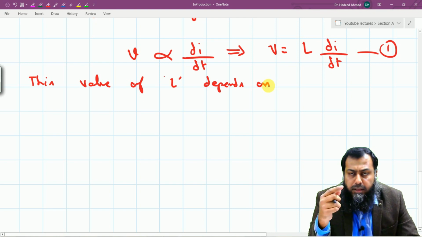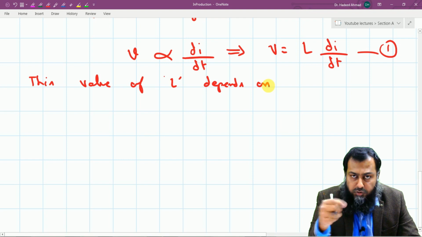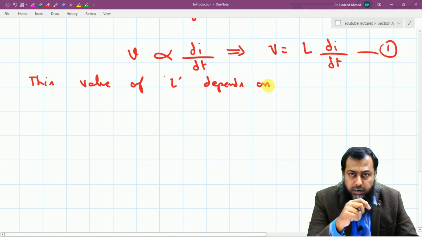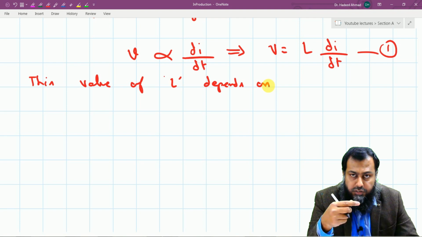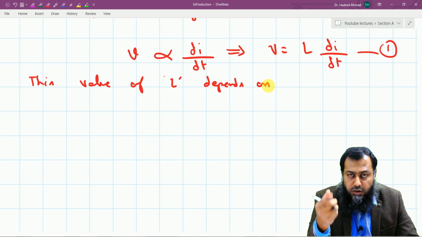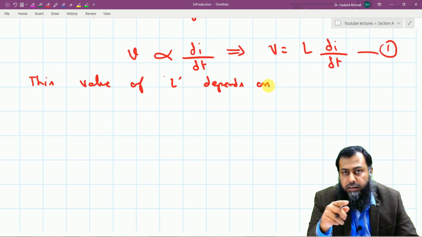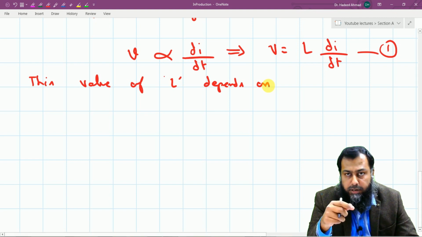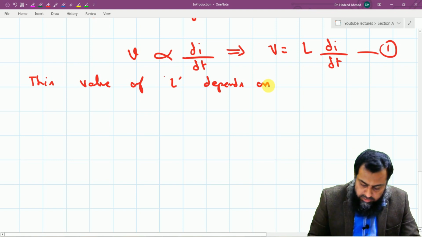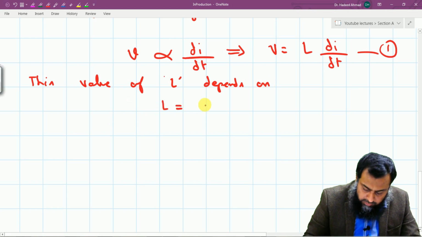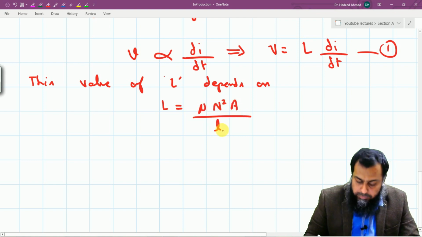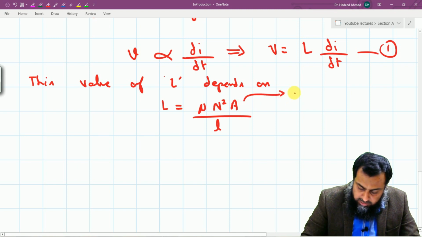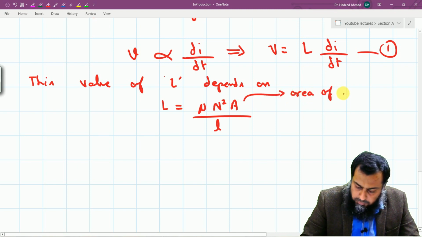It depends on the shape of the core over which the winding is wound. Then it depends on the total metre of conductor which is used to make that particular coil. It also depends on the number of turns. Rather, it depends on the square of the number of turns wound on that coil. So we can say that this inductance L is equal to mu N square A over L, where A represents the area of the core.